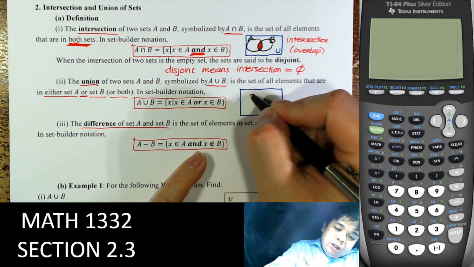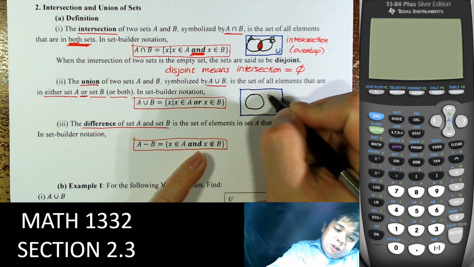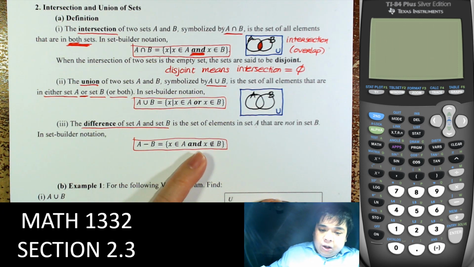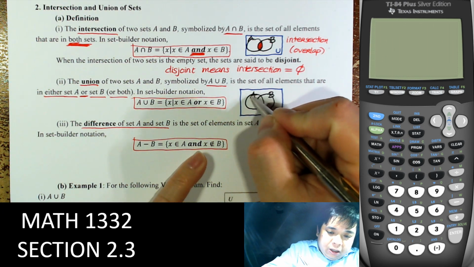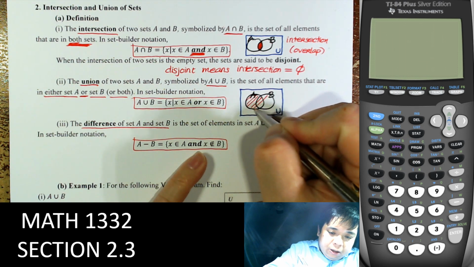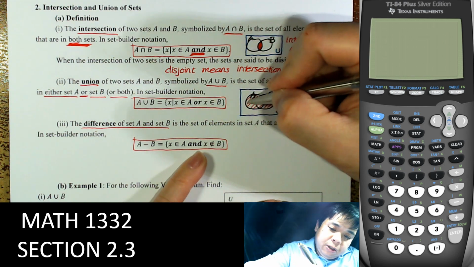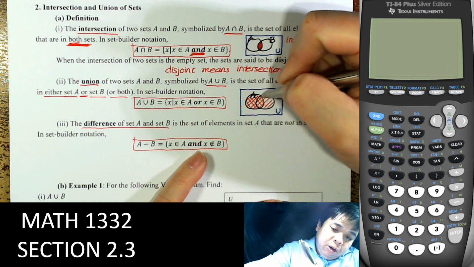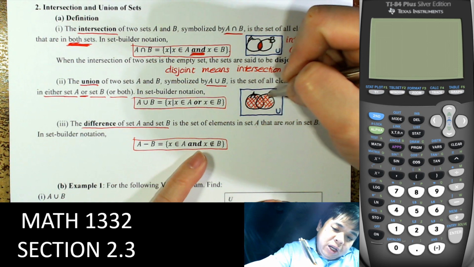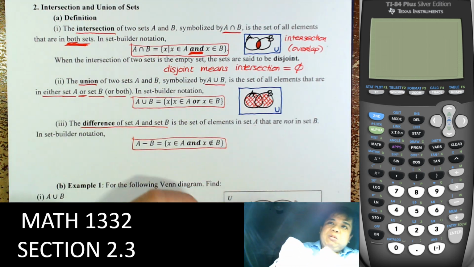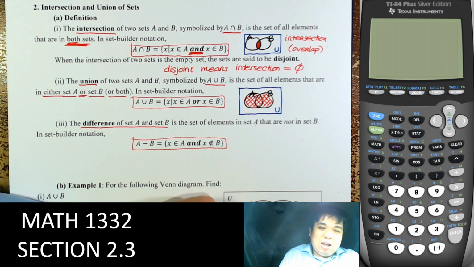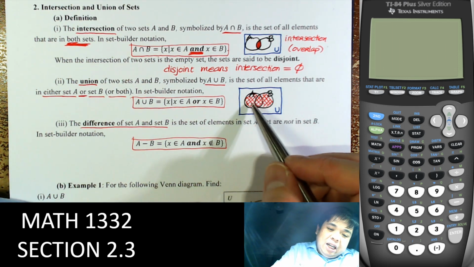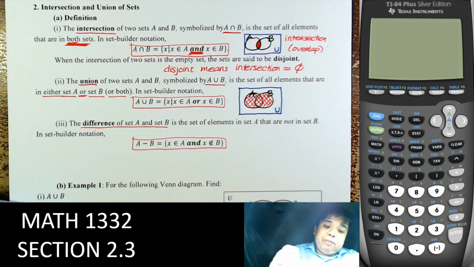Now, the union. A union B will be in A or in B or both. So just like the whole thing, simple. So pretty much in A, in B, or both.